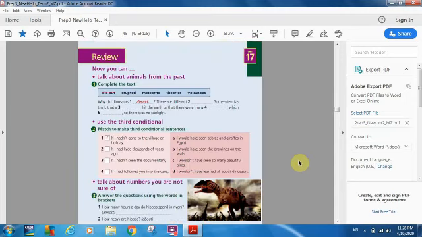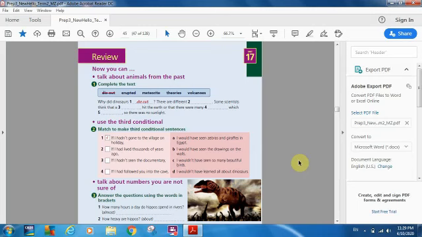Fine. Let's go to the review. Complete the text. I have dinosaurs, eruptions, meteorites, theories, and volcanoes. Why did dinosaurs die out? There are different theories. That a meteorite hit the Earth, or that there were many volcanoes which erupted, so there was no sunlight. Fantastic.